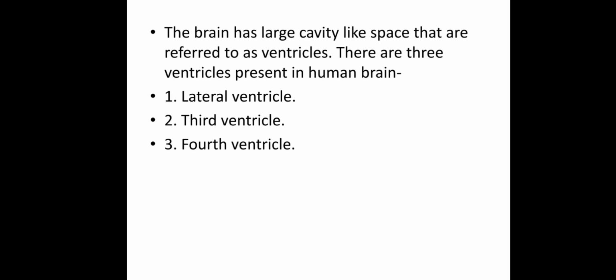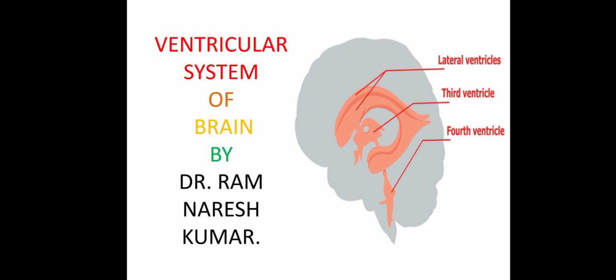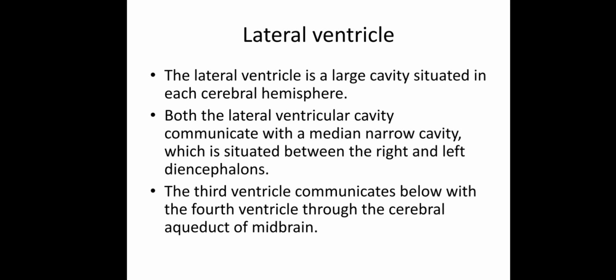So we see the ventricular system in the diagram: lateral ventricle, third ventricle and fourth ventricle. The lateral ventricle communicates with the third ventricle, and the third ventricle communicates with the fourth ventricle, and the fourth ventricle continues downwards in the form of the spinal cord, and it contains the choroid plexus, which secretes cerebrospinal fluid.